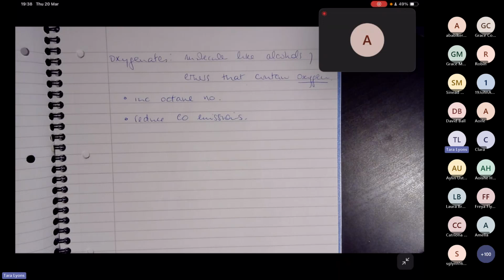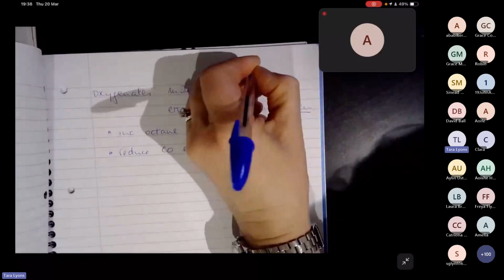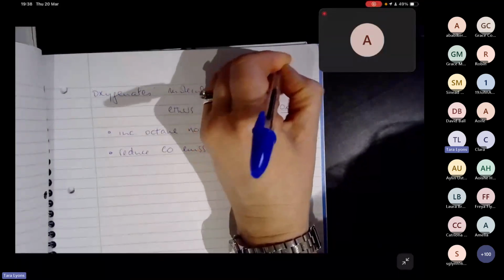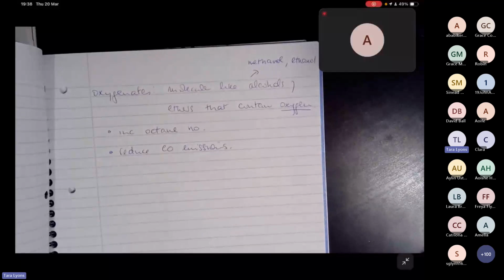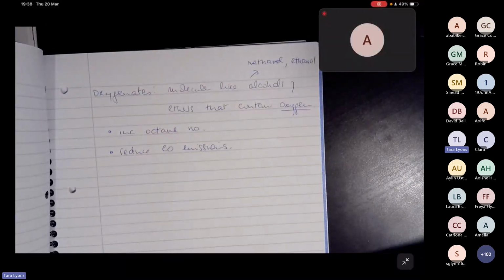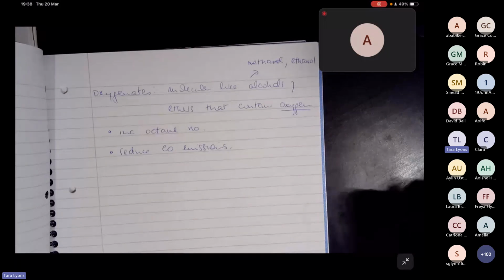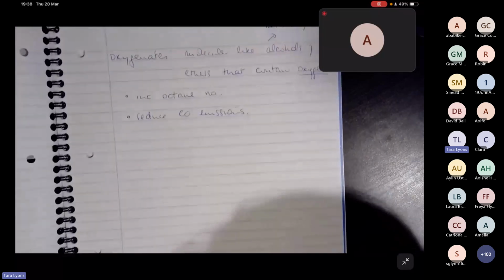But oxygenates are molecules like alcohols and ethers. They might ask you for an example, so you can go methanol or ethanol. In Brazil, they've loads of sugarcane, so they ferment it and they produce lots and lots of ethanol, and they have massive amounts of it, so they use biofuels. So they add that oxygenate into the fuel, and they're reducing the amount of carbon monoxide in the emissions, plus it's better for your engine as well.